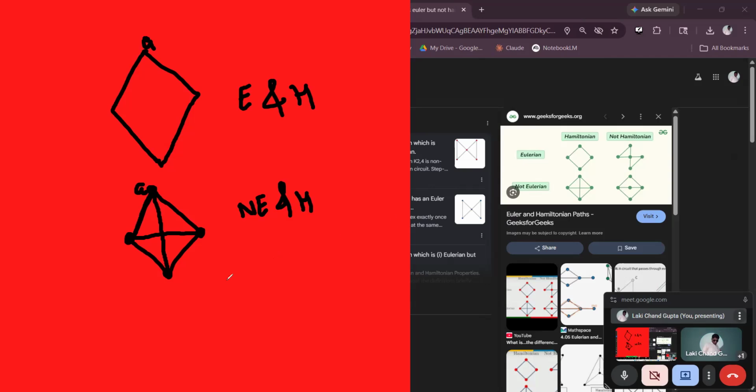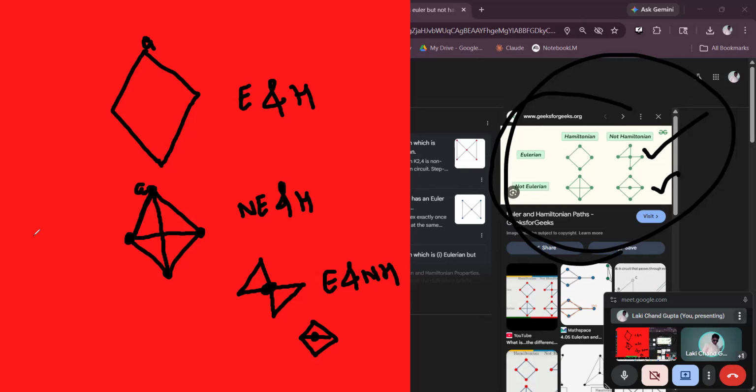And this graph is Eulerian. This is Eulerian because each degree is even, but not Hamiltonian because this vertex will be repeated, right? Eulerian but not Hamiltonian. And this is neither Eulerian nor Hamiltonian. So you have to learn these graphs anyhow. Always remember one example.